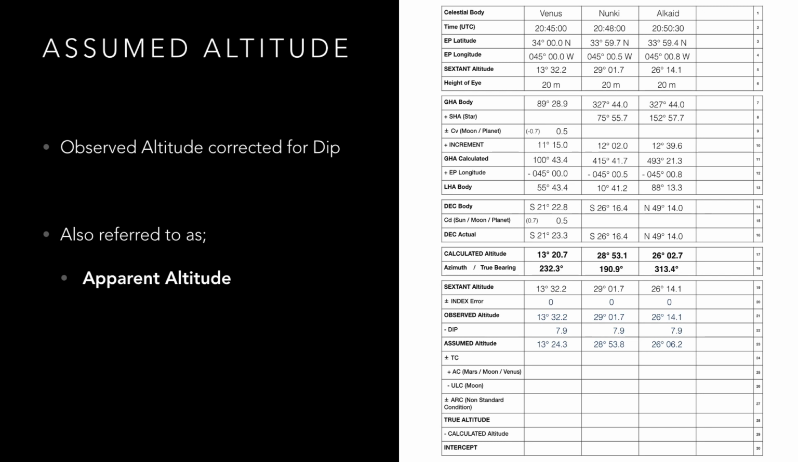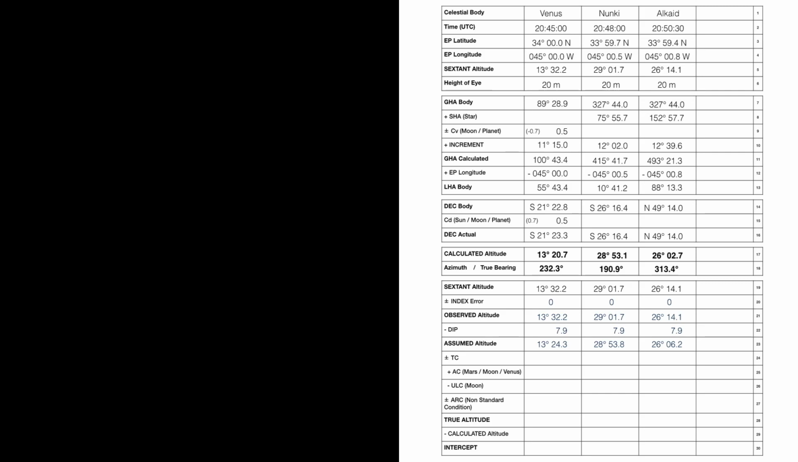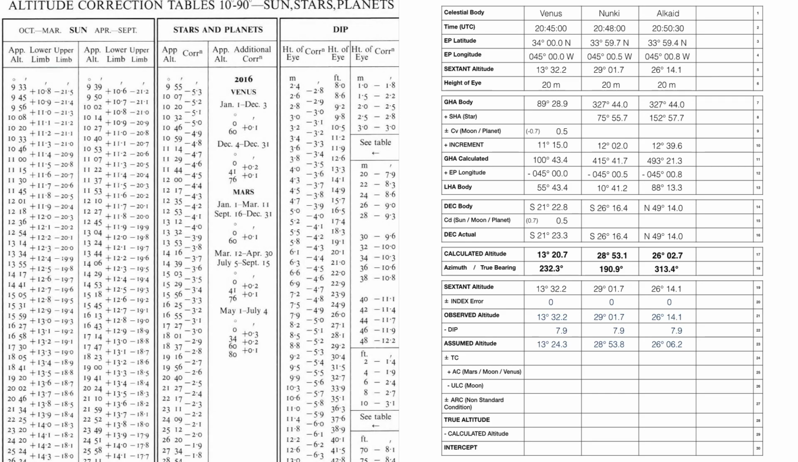We now have a bunch of other corrections to possibly apply. The TC box is intended to hold any corrections required due to refraction for the body. We get this by consulting either table A2, which is altitude correction tables for 10 to 90 degrees, or A3, which is altitude correction tables 0 to 10 degrees, depending on what our assumed altitude is. For our planet Venus, we had an assumed altitude of 13 degrees, 16.3 minutes. Looking at table A2, we obtain the correction value of negative 4.0 minutes. You do not need to interpolate for these values.